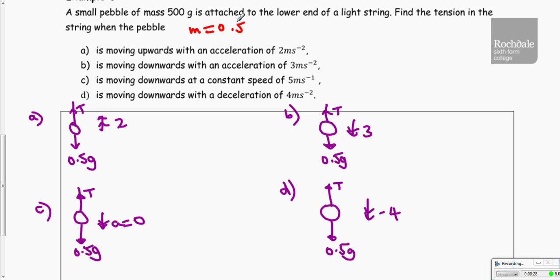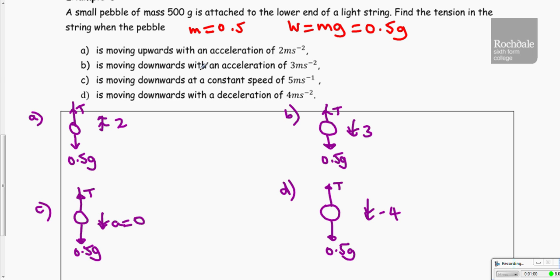But when we label our diagrams, we're putting forces on the diagram. And if you remember from example 1, weight is the mass times g, which is 0.5 g in this case. So on each of the diagrams, I've put 0.5 g as the weight of the particle acting down, and then the tension in the string is the thing that stops the particle or the pebble falling to the ground. So we've got 4 different scenarios. For acceleration, I use a double-headed arrow like this.